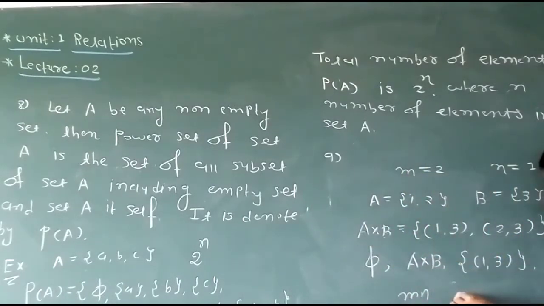So in our case m is 2 and n is 1. So 2 squared is 4.